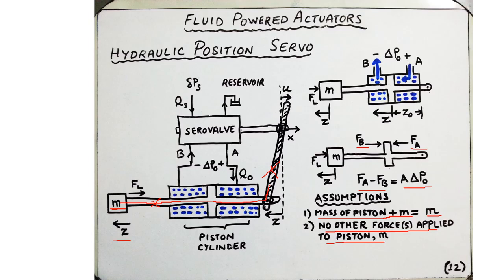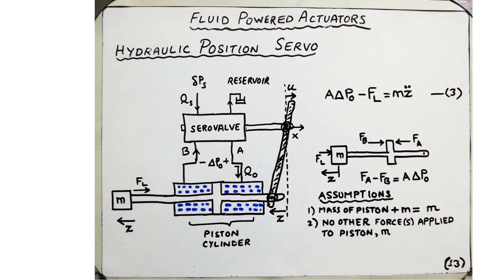write down the equation of motion using Newton's second law of motion, which is that the net force applied by the fluid causing this piston to move this way, which is in the direction of Z, that net force is Fa minus Fb, which is same as area times delta P naught, minus the opposing force FL, kind of externally applied to the mass, equals mass times the acceleration, which is Z double dot, under the same assumptions as discussed before.